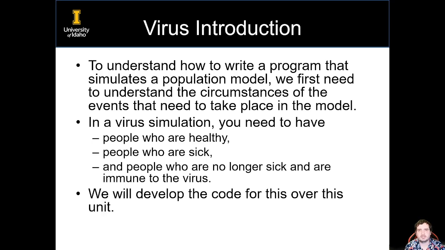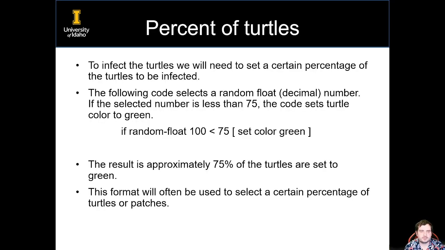This is very common: once you get a disease, you typically have immunity to that specific version of the virus for a set amount of time until it mutates or changes slightly. We're going to develop this code as we go throughout this entire unit. So, to infect the turtles, we're going to need to set a certain percentage of them to be infected. We're just going to have them randomly start off as being infected.